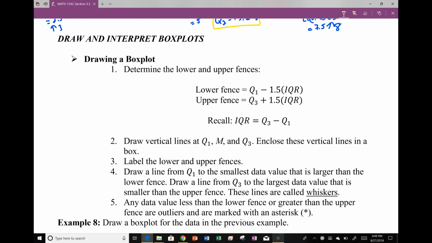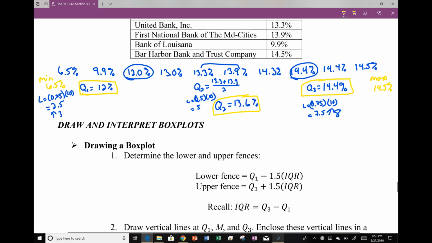In this video, we are going to learn how to construct a box plot based on the information from our 5-number summary. So for a box plot, we have to also determine the lower and the upper fences. This helps us identify any possible outliers. So I'm going to look back at this data here for our interest rates that credit card companies charge. And we have Q1 being 12% and we have Q3 being 14.4%.